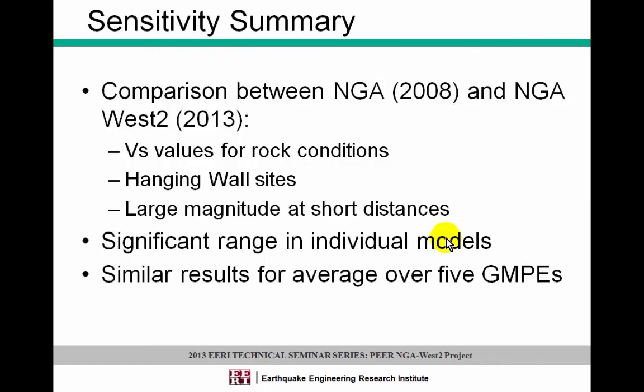So just in summary, what I hope I've shown, and what people can take away from this, is that there's a significant change in the individual models when you're making these comparisons, but when you average them out over the 5 models and compare the averages, the results aren't as different, and they're actually quite similar. And then as well, I've talked about some specific examples in looking at the VS30 for the rock conditions, the hanging wall site factors and models, which is important, and the large magnitude at short distances.